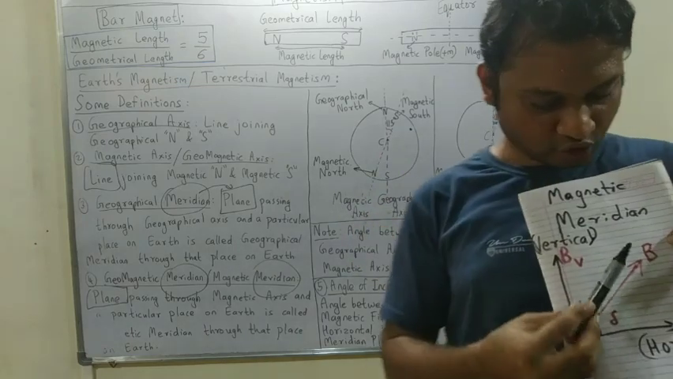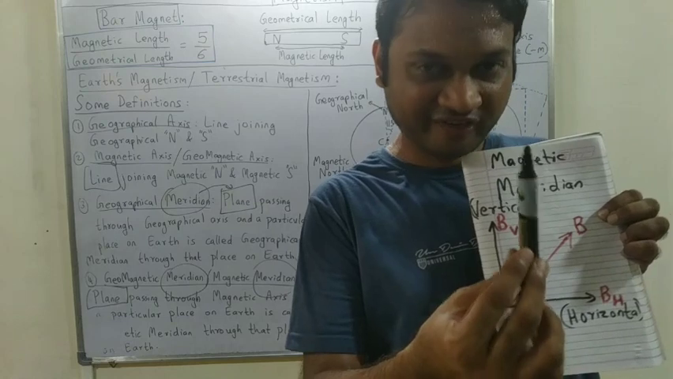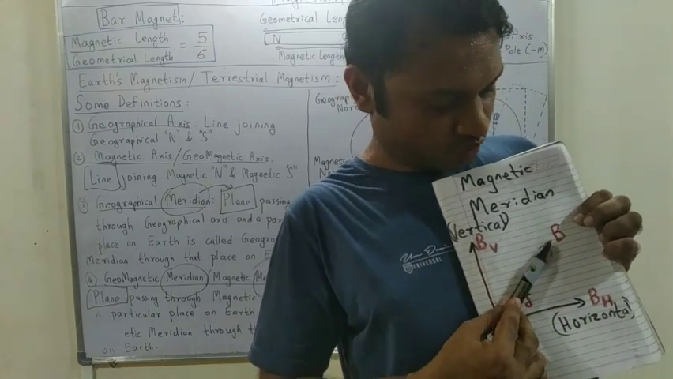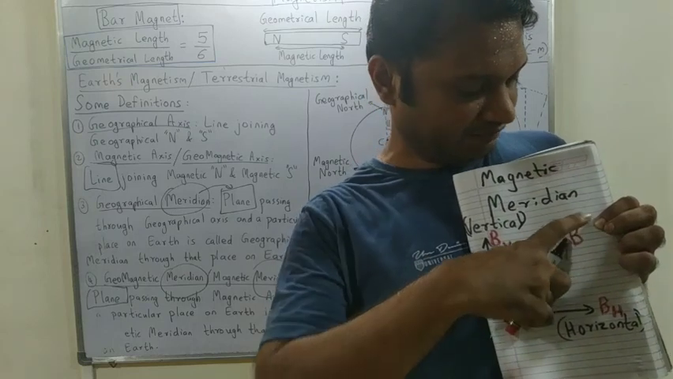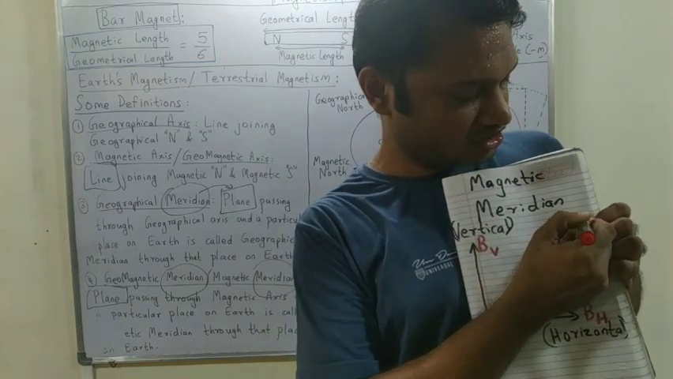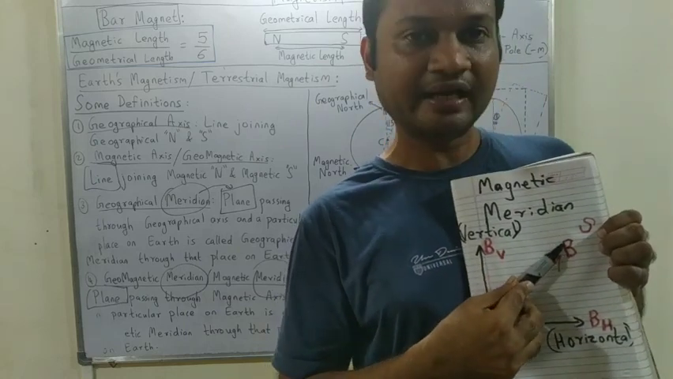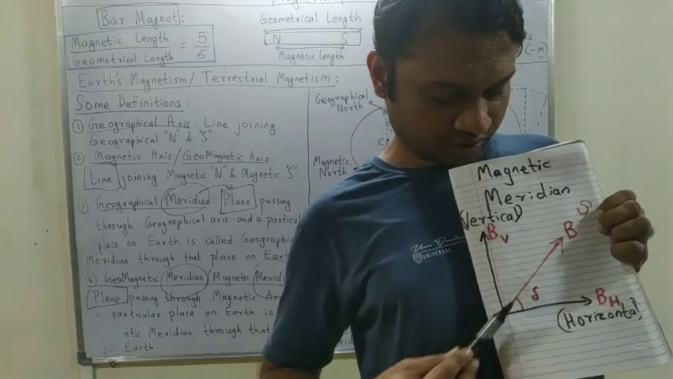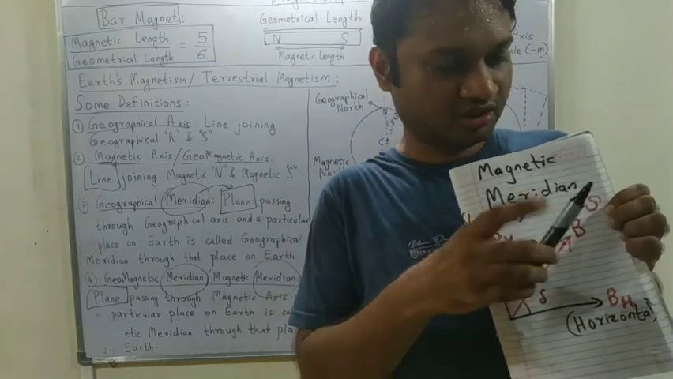So this is what we are showing here. This is the Earth's magnetic field. If I keep this needle free, the north pole of the needle will be deflected towards the Earth's south pole. So it is deflecting like this. So the Earth's magnetic field will be in north-south direction.